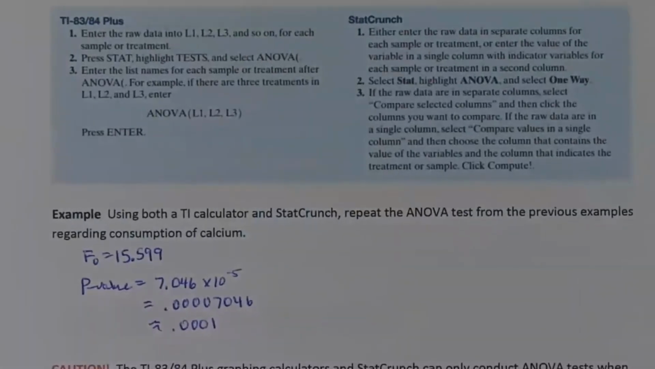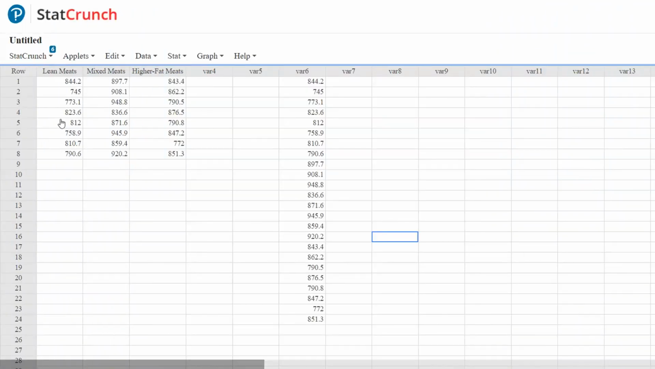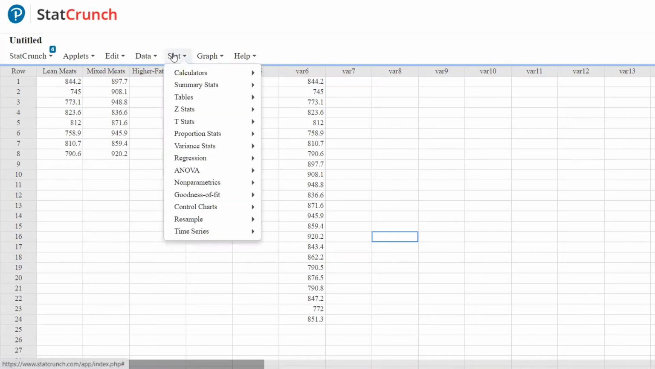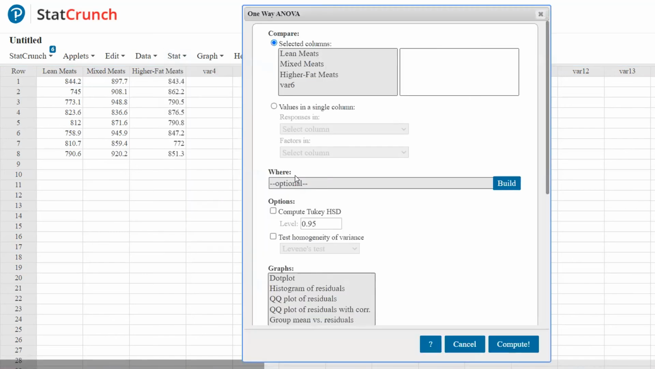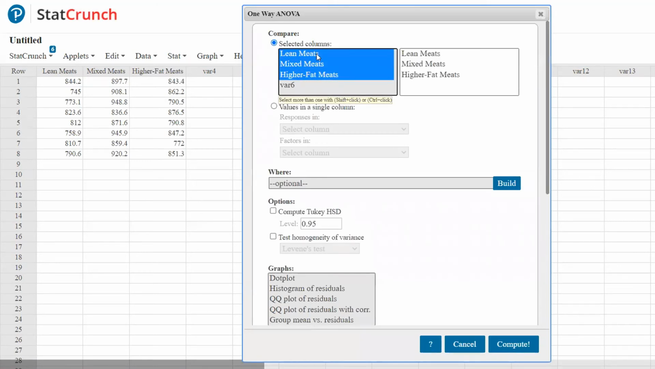In StatCrunch, I have the data here. And so if I want to do an ANOVA test, I can go to Stat and, logically, looky here, there's ANOVA. So I select ANOVA. When I select ANOVA, I'm going to choose a one-way ANOVA. That's what we're doing. There's also something called a two-way ANOVA that we don't cover in this course, so you're always going to select one-way ANOVA. Select the columns that have the data in it, in this case lean meats, mixed meats, higher fat meats. And that's really all I need to do at this point.